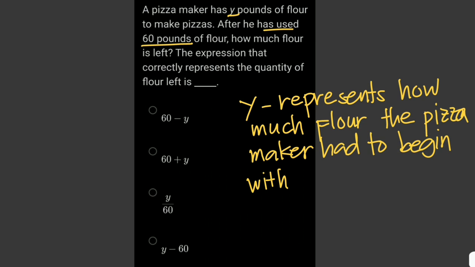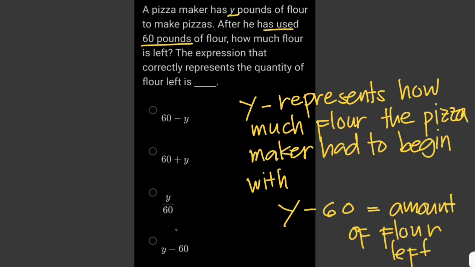Now to find out how much is left, you need to subtract. You just need to subtract 60 pounds from the total he had to start with, which is y. So that would be y minus 60. And then you can solve for the amount of flour left. So that would be y minus 60. So this is the answer here.